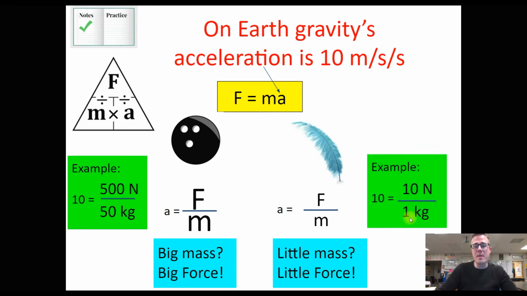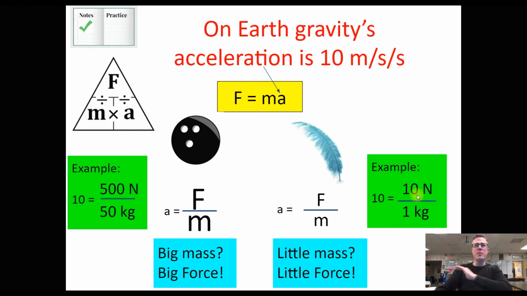Let's say that the feather has a mass of 1 kilogram. That would actually be a really heavy feather, but I wanted a nice easy number. It's obviously much smaller than 50. So if the feather had a mass of 1 kilogram, that would mean that gravity would cause it to press down with a force of 10 newtons, much smaller than the bowling ball. But notice the acceleration of gravity is still 10 for both the bowling ball and the feather. So they're both experiencing the same acceleration of gravity, but the results are different.